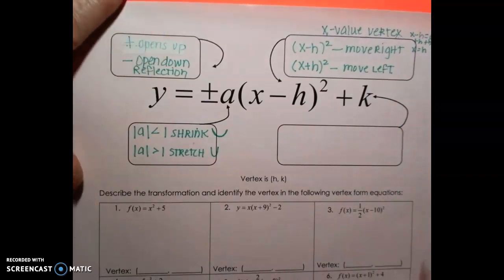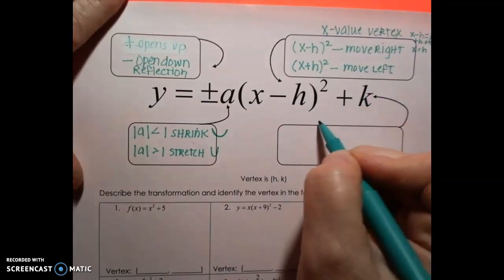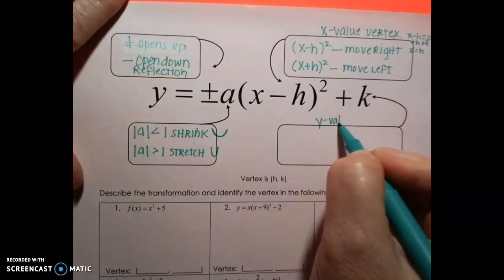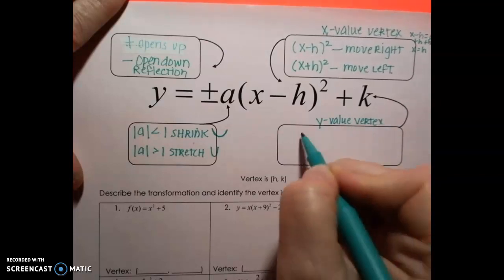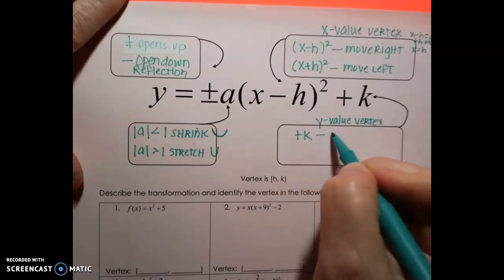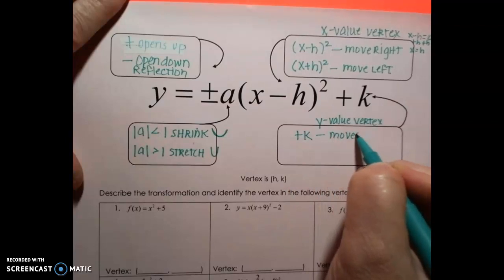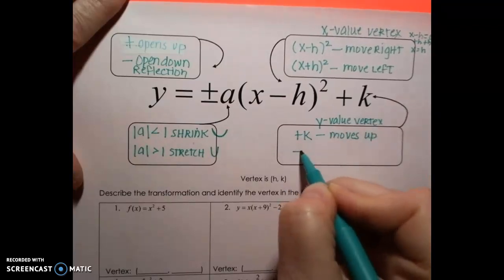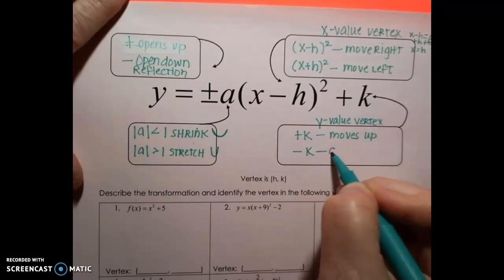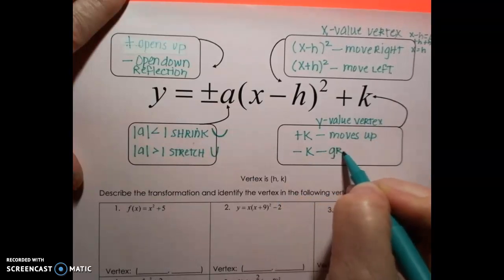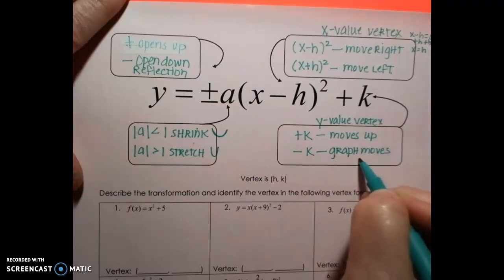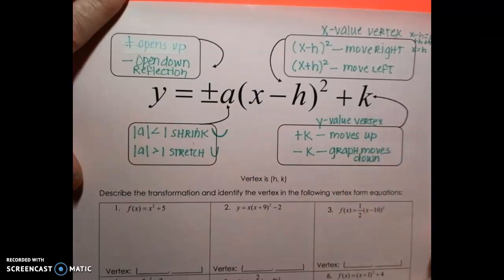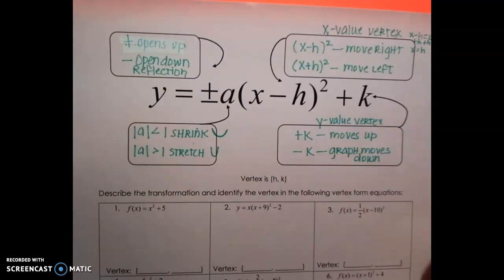Okay. We have our K value. Our K value is our Y value of our vertex. If it says plus K, the graph moves up. If it says minus K, the graph is going to move down. All right, so these are what we need to keep in mind when we're answering these transformation questions.